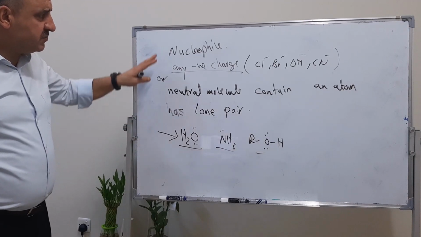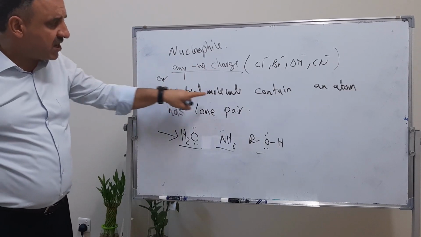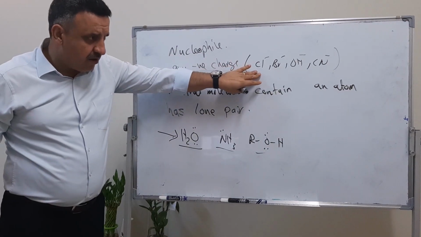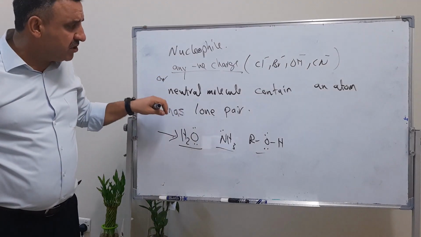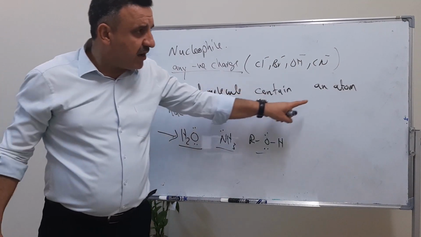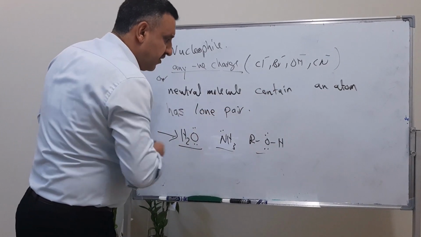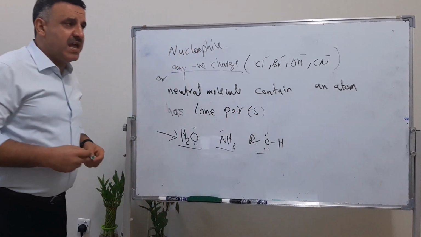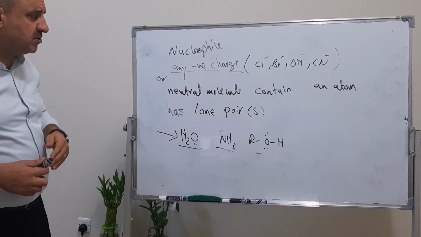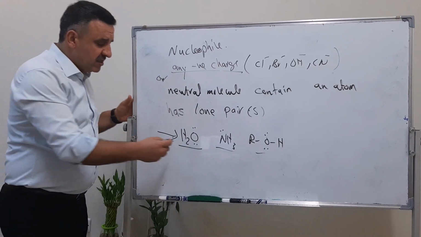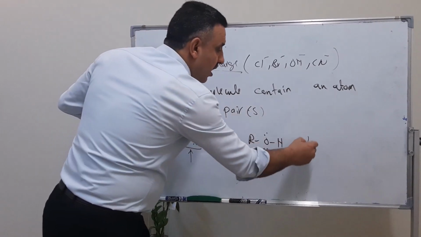As we said, the nucleophile can be any negative charge or neutral molecule. Negative charge, very obvious. Now the neutral molecule, not any neutral molecule is a nucleophile, just a neutral molecule containing an atom which has a lone pair or lone pairs. Do you follow me? There must be an atom in this neutral molecule containing lone pair or lone pairs, such as water or ammonia or alcohol or RNH2.